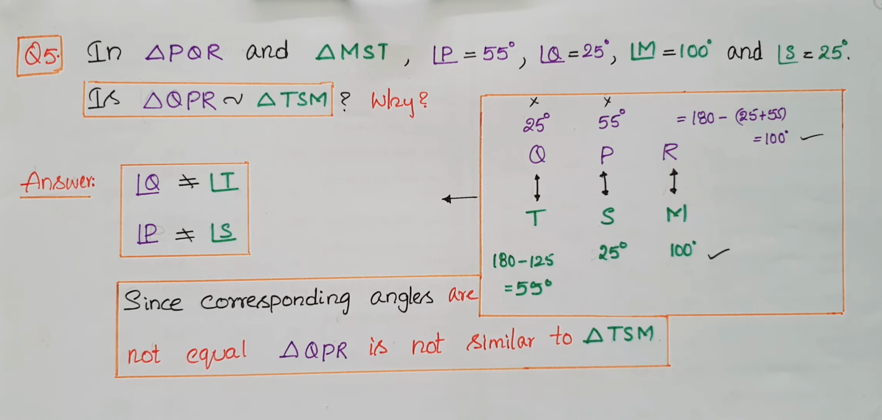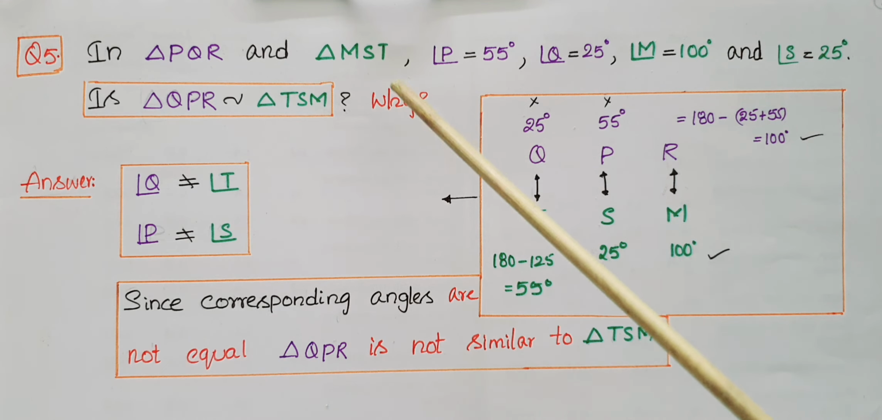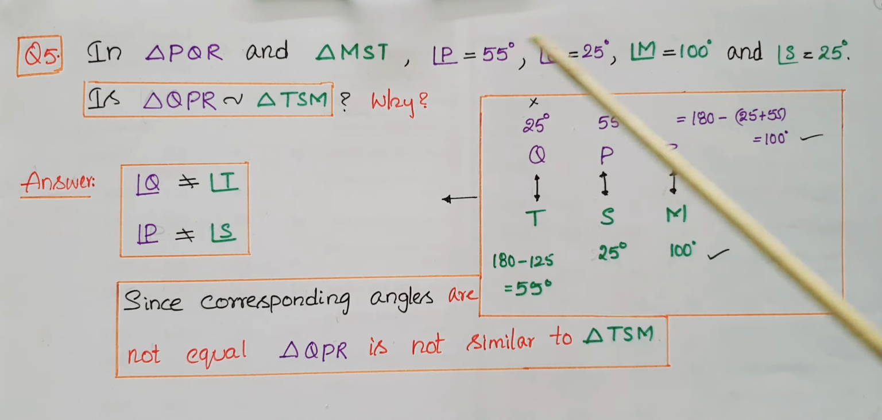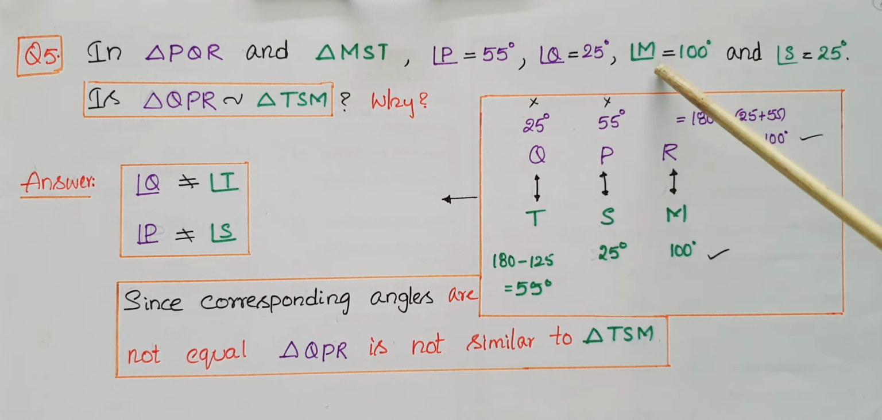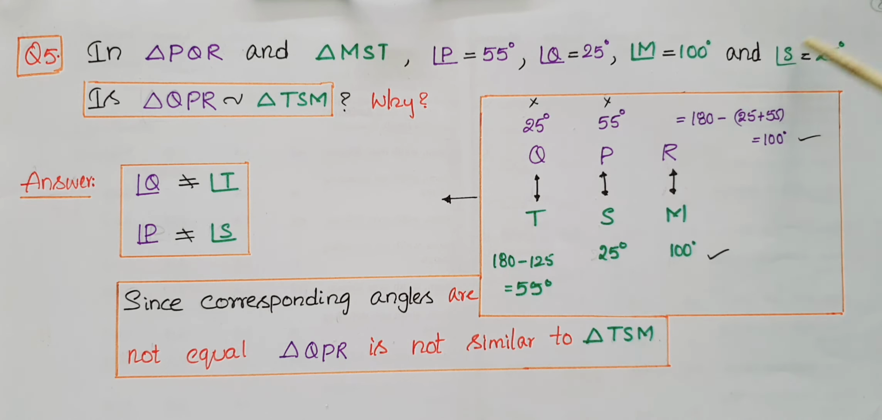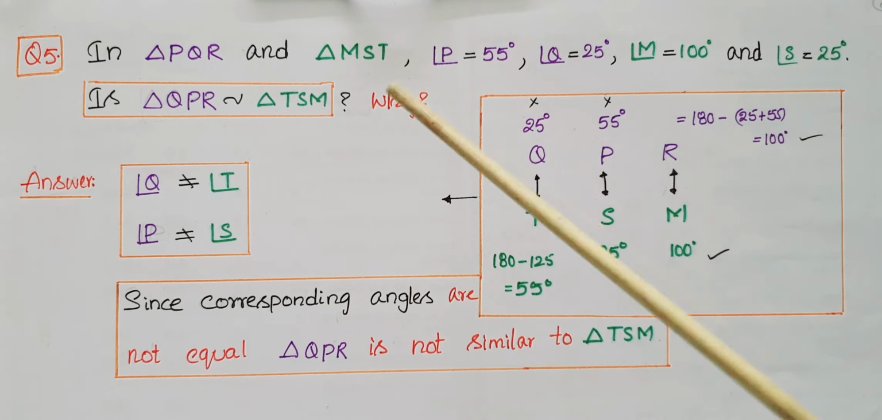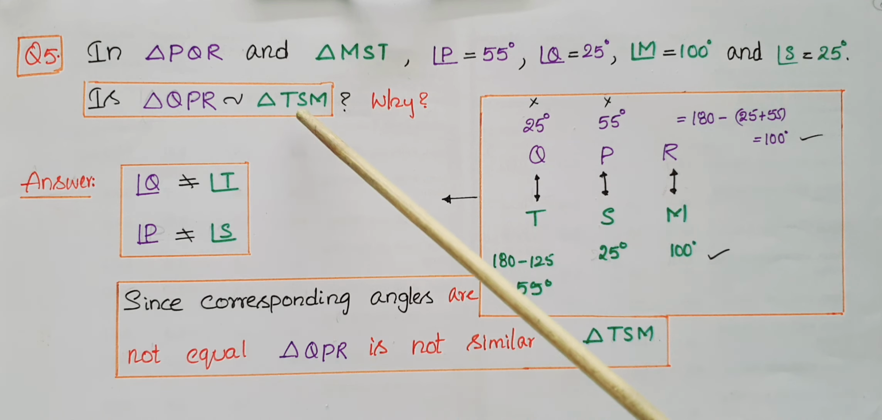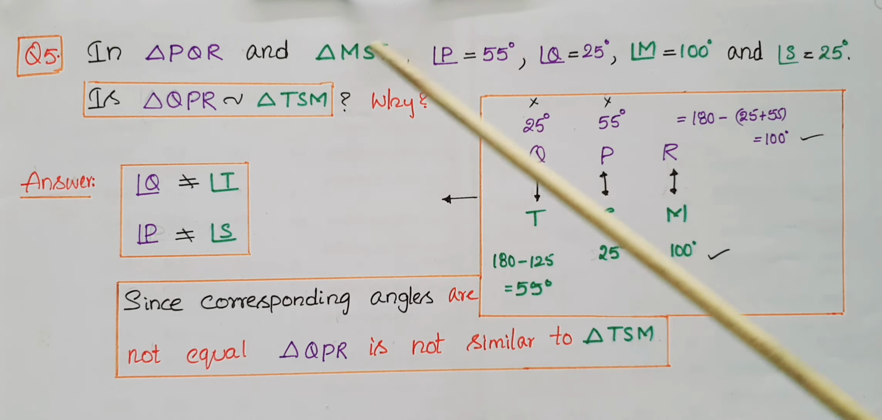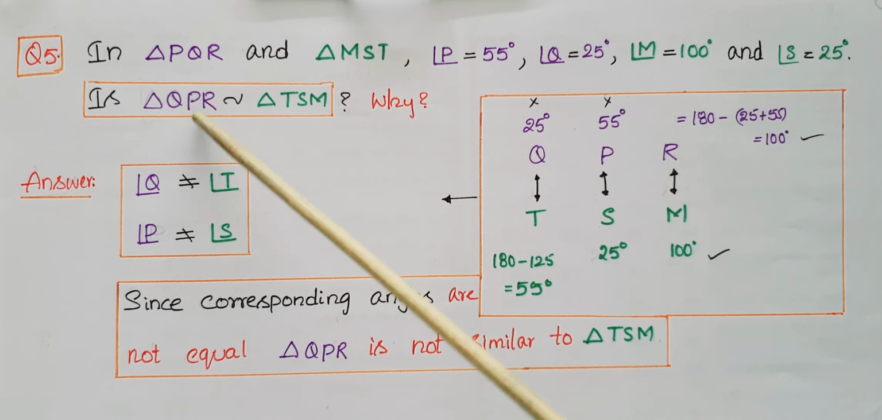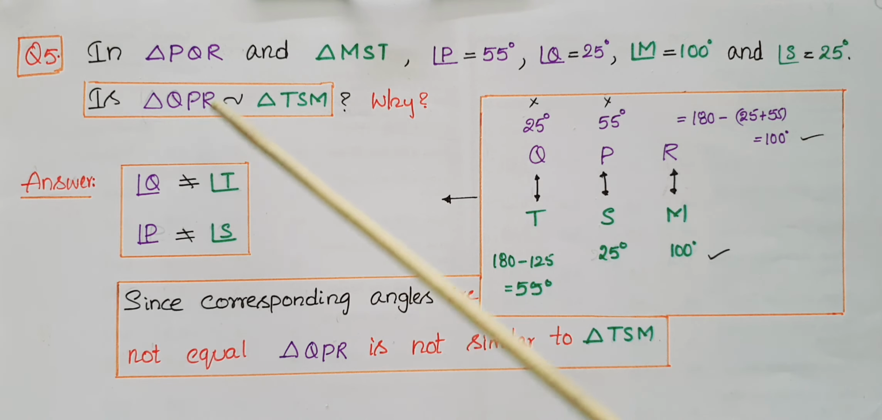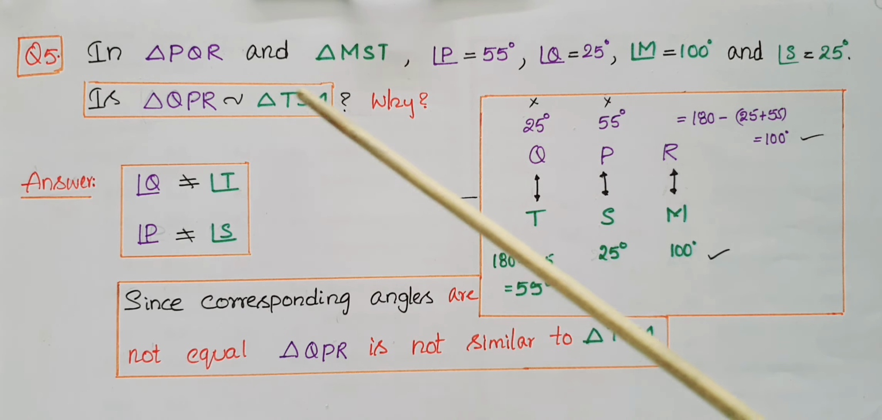This is the fifth question from the same exercise. In triangle PQR and triangle MST, angle P is equal to 55 degrees, angle Q is equal to 25 degrees, angle M is equal to 100 degrees, and angle S is equal to 25 degrees. Is triangle QPR similar to triangle TSM? Why? So here we have to check whether these two triangles, triangle QPR and triangle TSM, are similar or not.